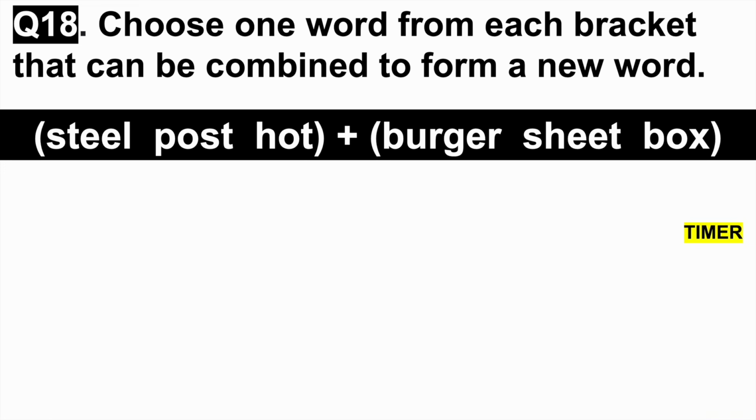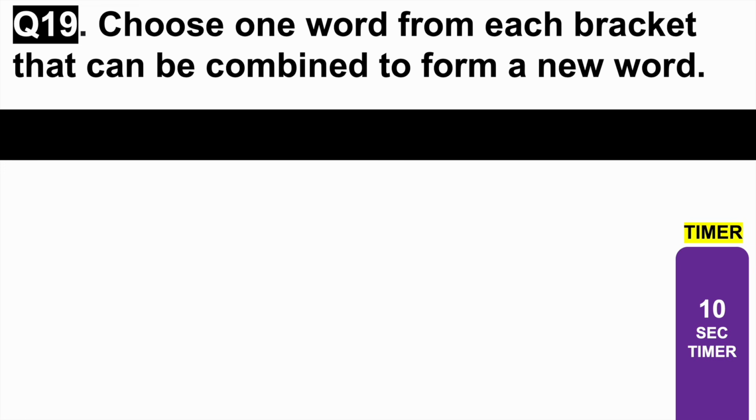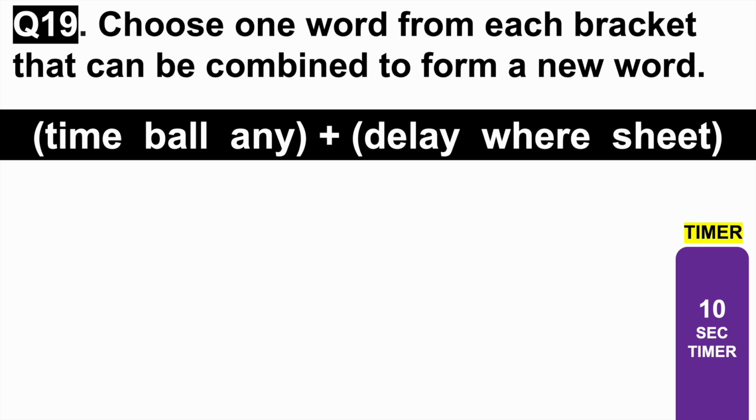Great work. Try another one. Question 19. Choose 1 word from each bracket that can be combined to form a new word. Time, ball, any, and delay, wear, sheet. 10-second timer. Please tell me your answer in the comments.